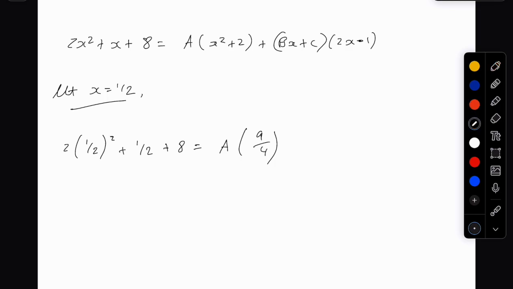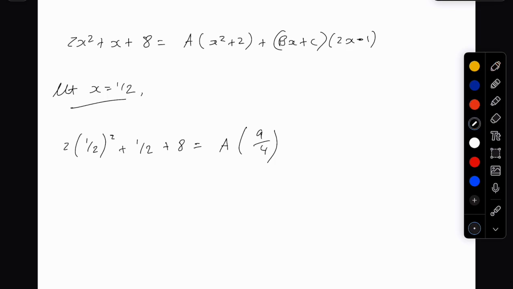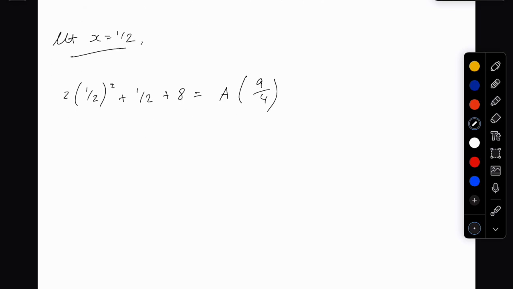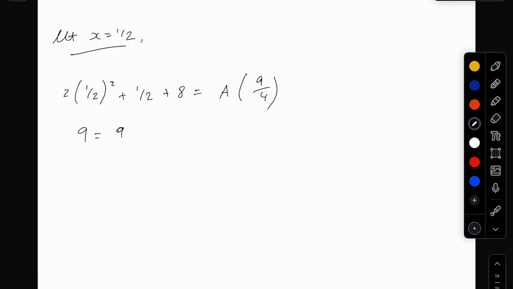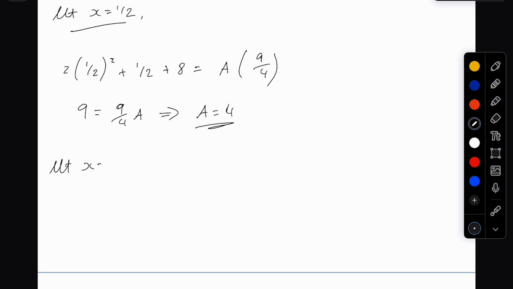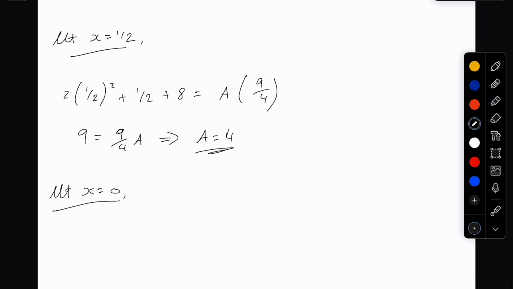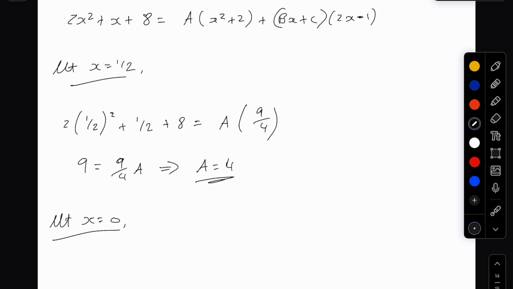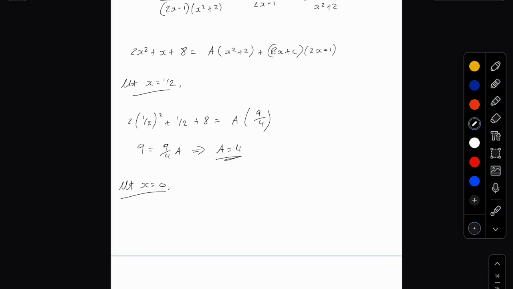Alright, so from here we can solve for A. So 2 plus half plus a half plus 8, well, that's going to add up to 9. Okay, so 9 is going to equal 9 over 4 A, which then tells me, guys, that A is going to equal 4. Okay, perfect. Now I'm going to say let x equal 0. Now if x equals 0, what are we going to get?